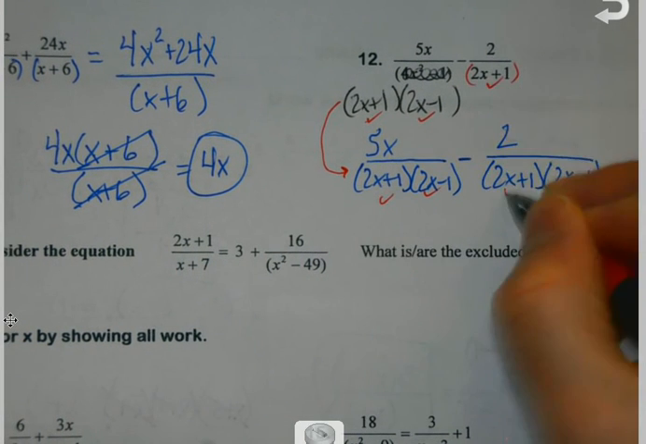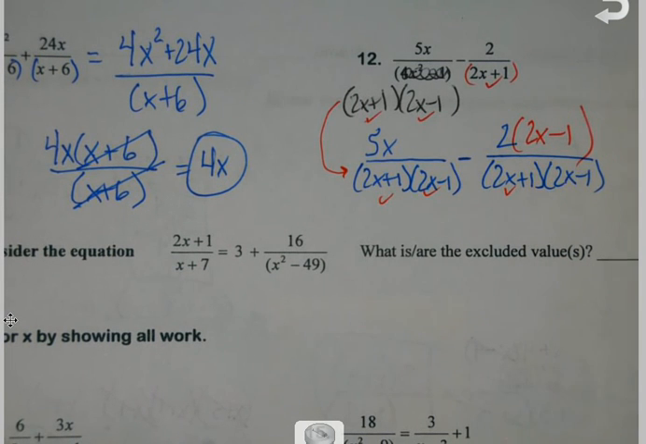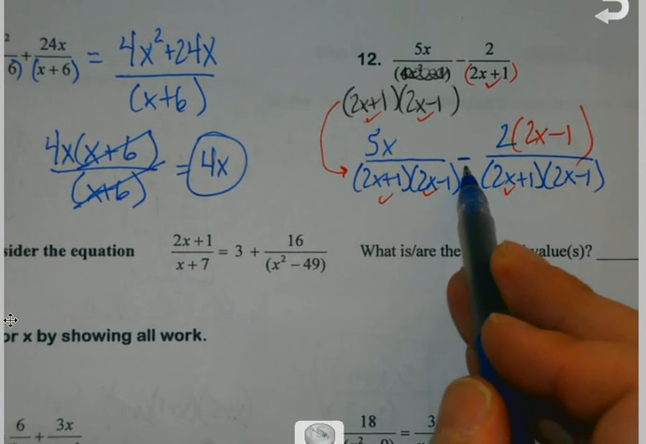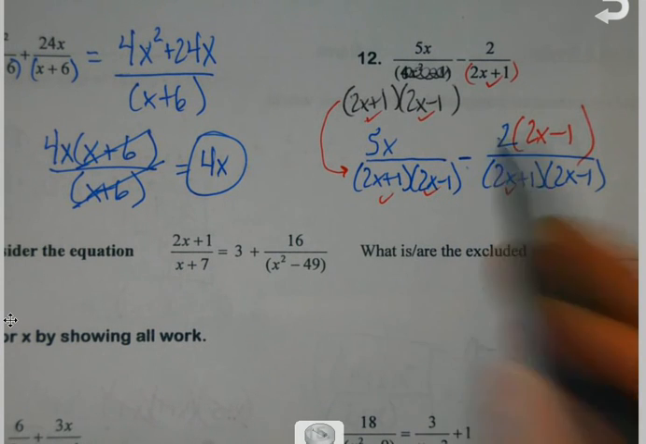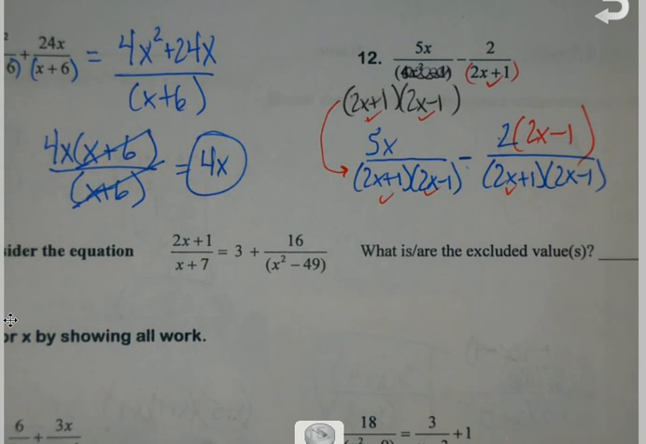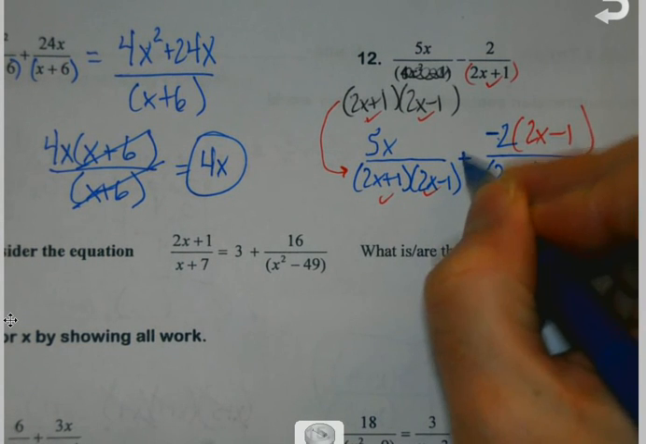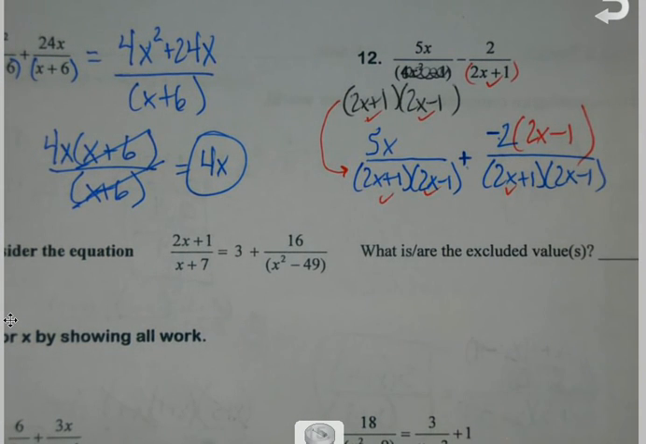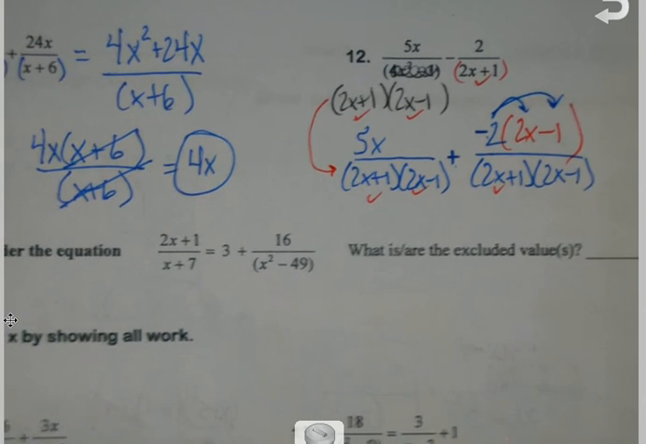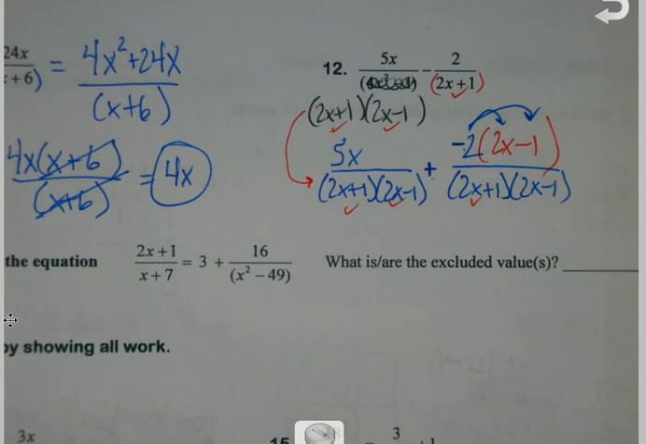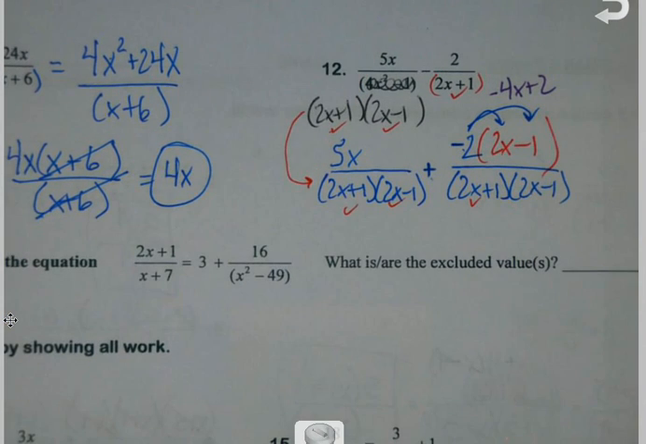Second one, right. 2x minus 1. But here's what I want you to really think about. There's a minus in the middle. That minus means when I distribute the 2, I'm distributing the negative with it. So suggestion, put the negative with the 2 so you don't forget about it. So this becomes negative 4x plus 2.